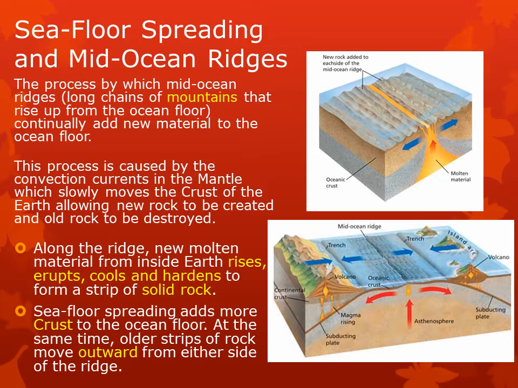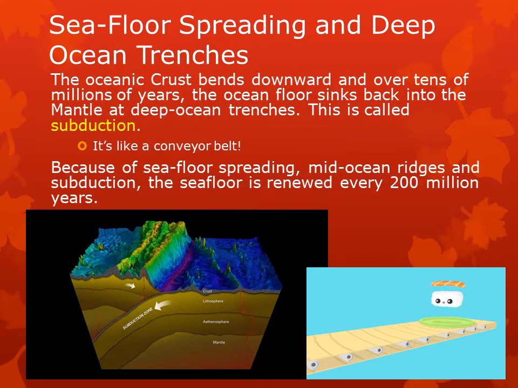So what happens to these older pieces of rock? Well, at deep ocean trenches, the oceanic crust bends downward over tens of millions of years. So the ocean floor sinks back into the mantle. These old, tens of millions of years old pieces of rock begin to sink back into the mantle at deep ocean trenches through a process called subduction.